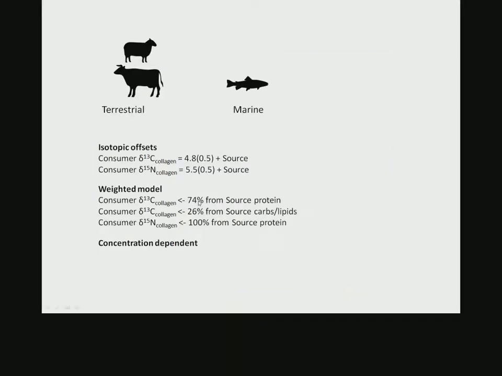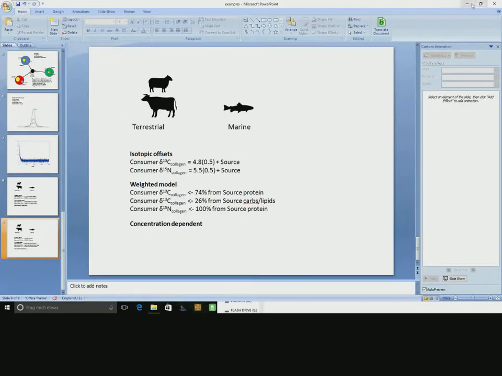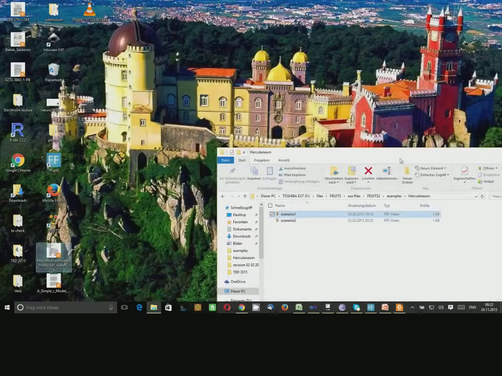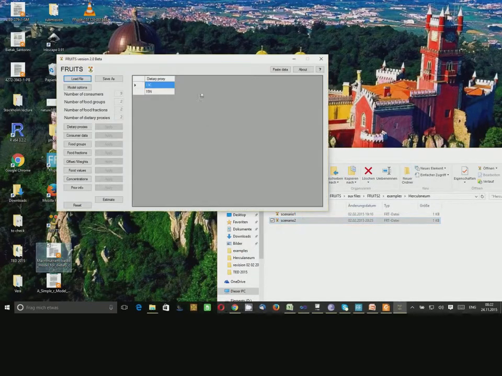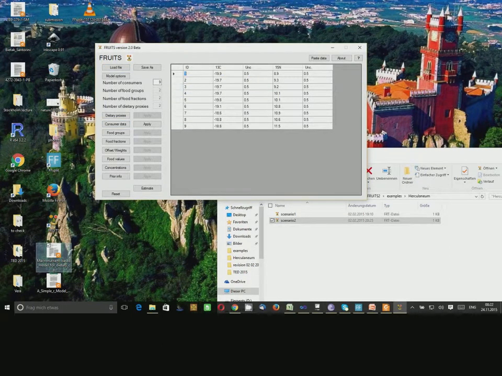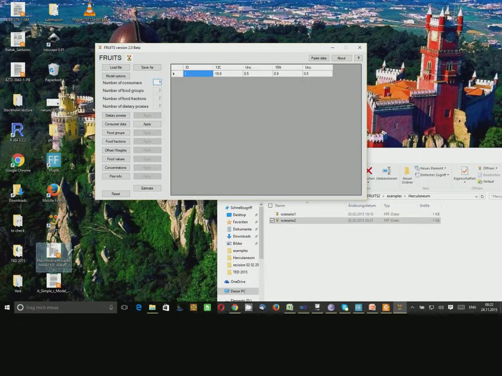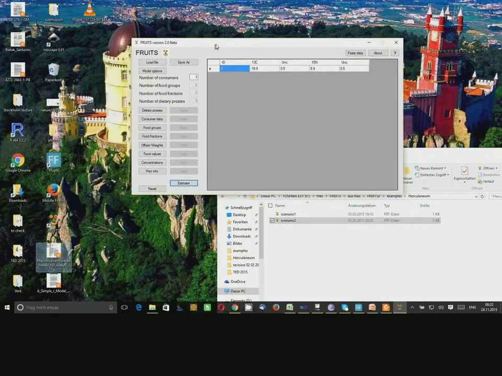And the offsets between consumer carbon isotopic signals in collagen towards the source, in this case, is 4.8 plus minus 0.5, and in the case of nitrogen isotopes, it's 5.5 plus minus 0.5. Okay, and I have this model here. Again, the 9 consumers, so I'm just going to model for the first one, pressing enter, apply, and let's go through the data.